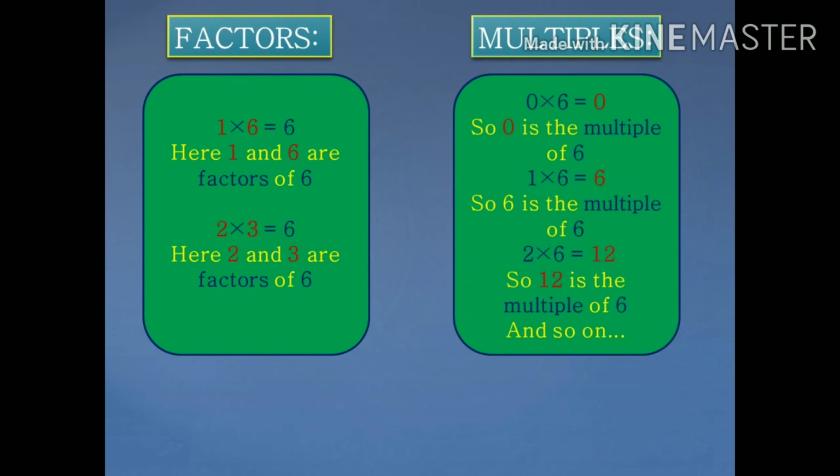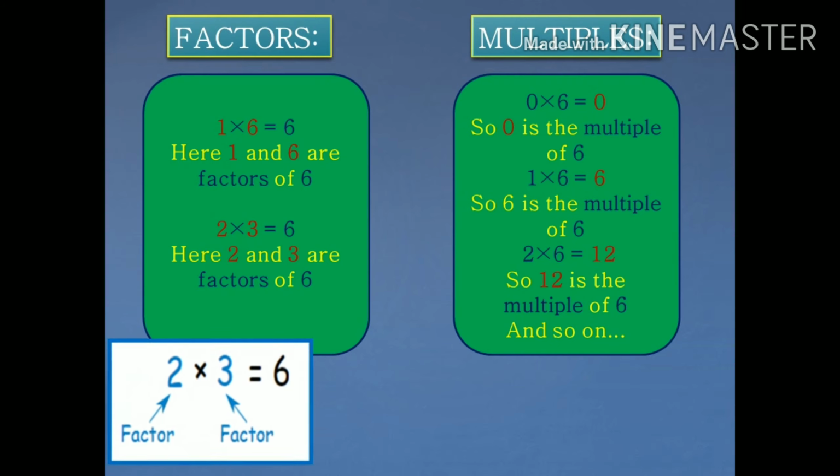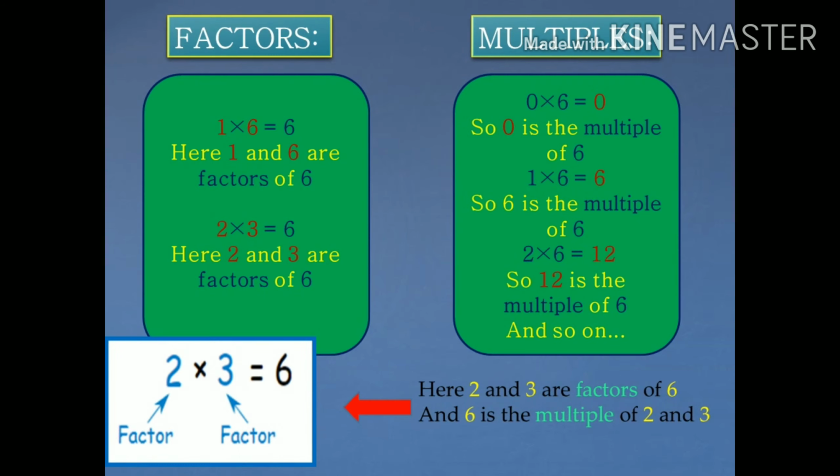Multiples. 0 into 6 is equal to 0. So 0 is the multiple of 6. 1 into 6 is equal to 6. So 6 is the multiple of 6. 2 into 6 is equal to 12. So 12 is the multiple of 6, and so on. In this figure we can see 2 into 3 is equal to 6. So 2 and 3 are factors of 6, and 6 is the multiple of 2 and 3.